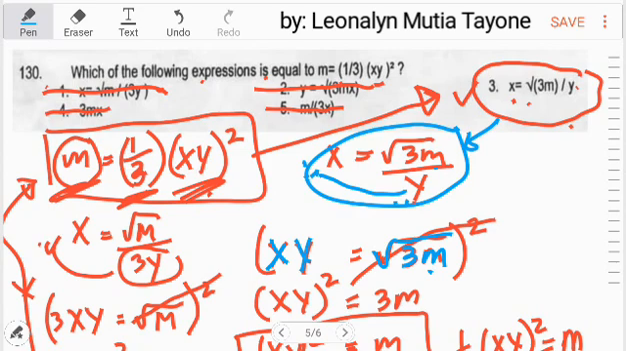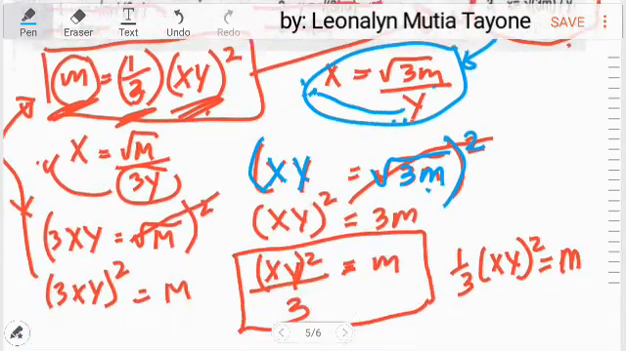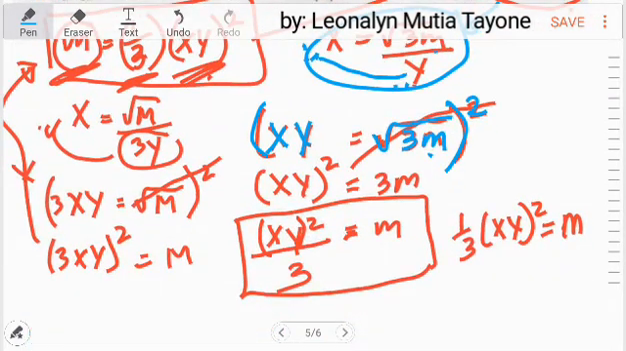Para ma-isolate natin si m dyan, kunin muna natin yung square root kasi na-under siya sa square root. Yung buong equation natin, i-raise natin ng 2. Raised to 2 or power to 2, exponent to 2. So, square root of 3m raised to 2, cancel out na yan siya. Ang matira na lang ay si 3m. Since ang buong equation naman ang ni-raise ng 2 natin, ito sa kabila, xy squared, nasa loob siya ng parenthesis kasi lahat sila.